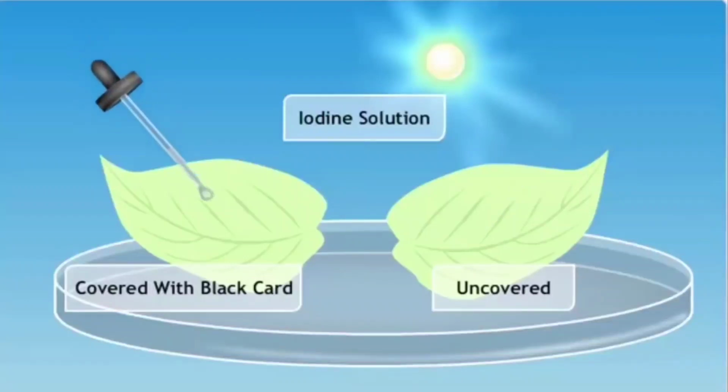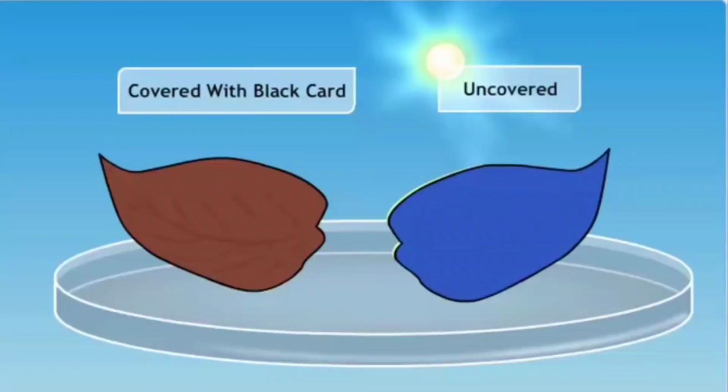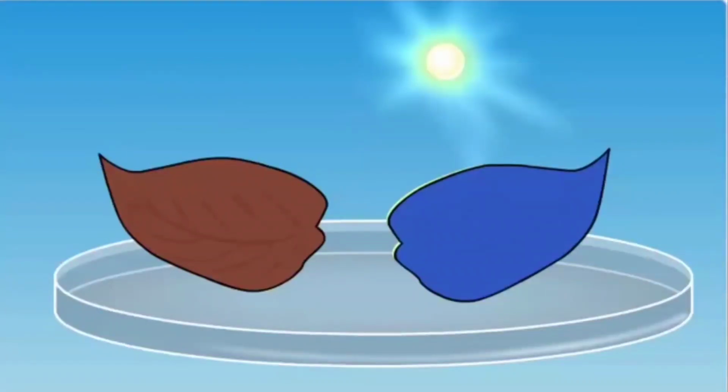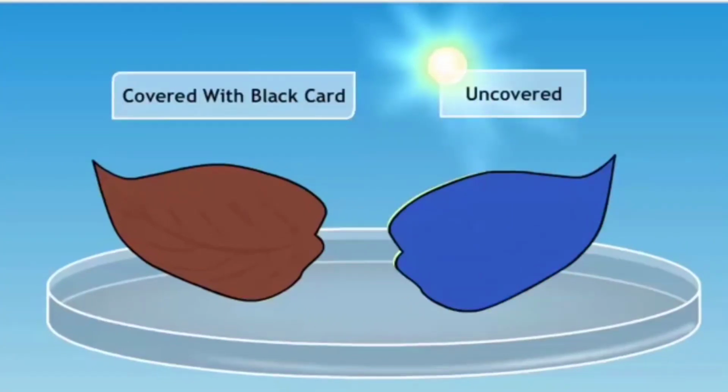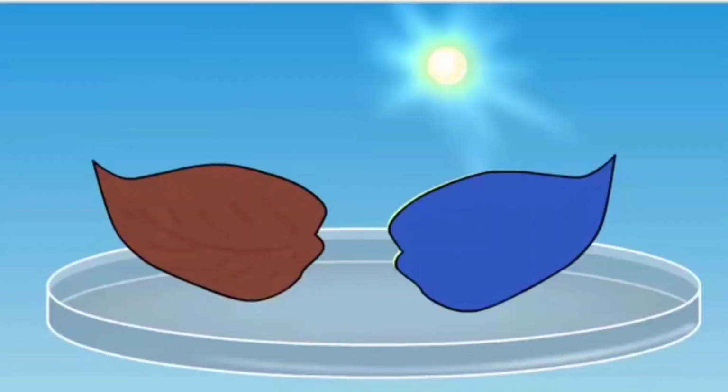We observe that the leaf which had been covered with the black card becomes brown, while the uncovered leaf turns blue-black, indicating the presence of starch. This proves that photosynthesis took place in the uncovered leaf, while it did not take place in the covered leaf, as it did not turn blue-black. Thus, light is essential for photosynthesis.